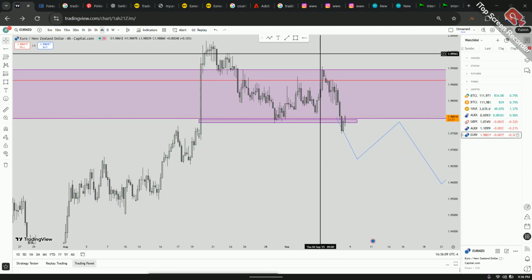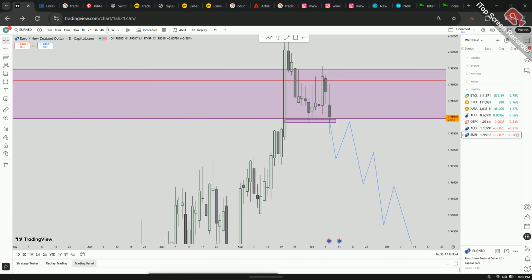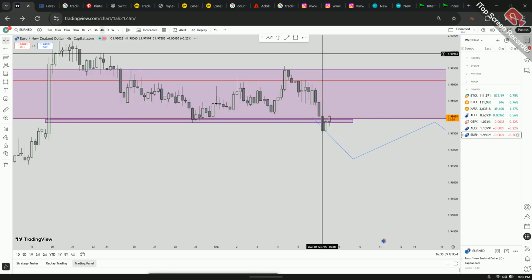So what will make me start selling this pair is if on the daily time frame, which is today, this candle right here closes bearish, then that will be a good confirmation that the market is going to sell. So for now, nothing will be done. Let's go back to the 4-hour time frame.